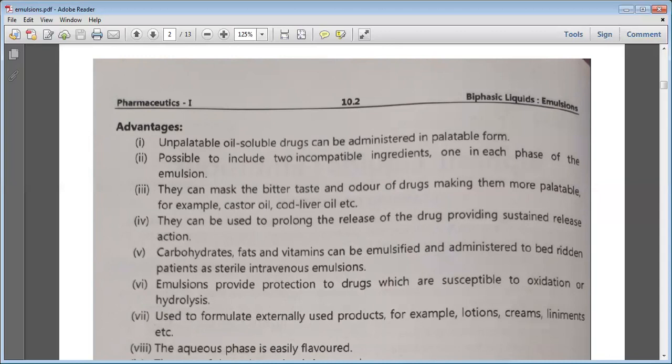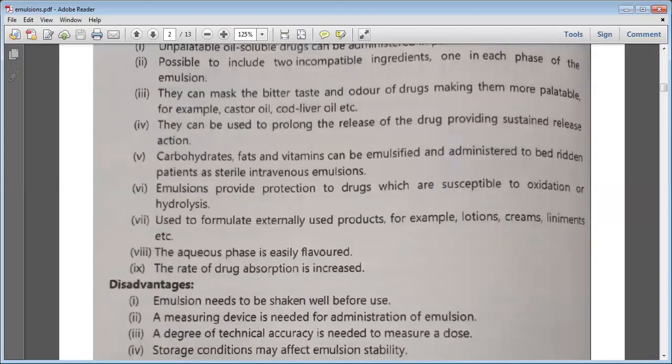The next advantage is that emulsions have an aqueous phase. As I told you, emulsions have an oily phase and an aqueous phase. These are called oil in water emulsions, or if it is water in oil, they are called water in oil emulsions. But whatever it is, since there is an aqueous phase present in oil in water emulsions, this aqueous phase can be easily flavored, and various types of flavors can be used, so the emulsion can be made more acceptable to patients.